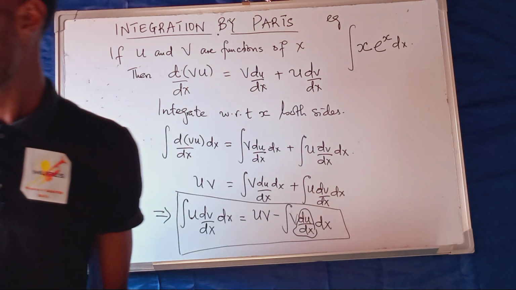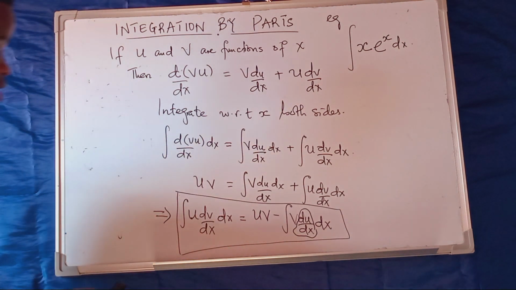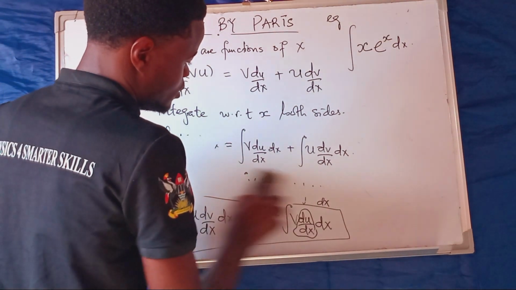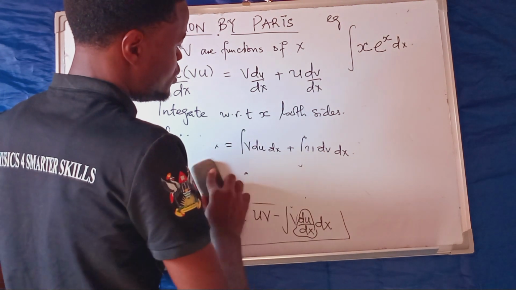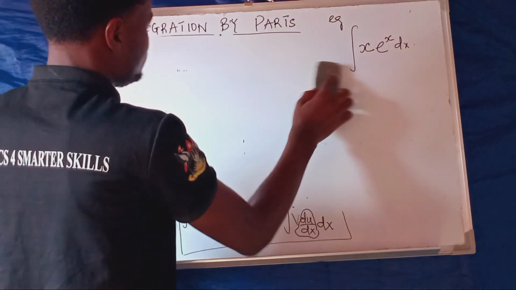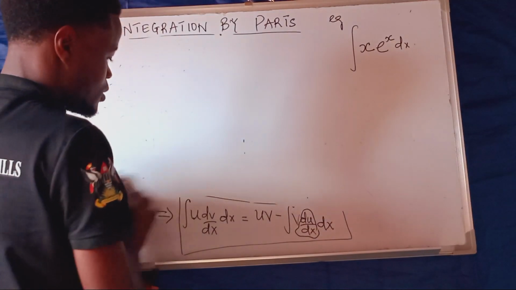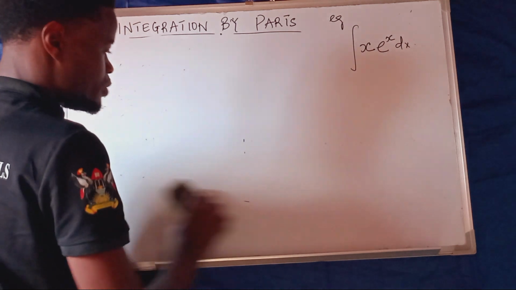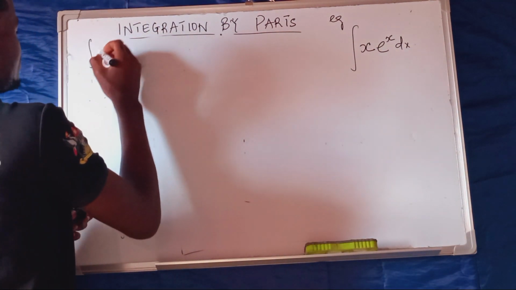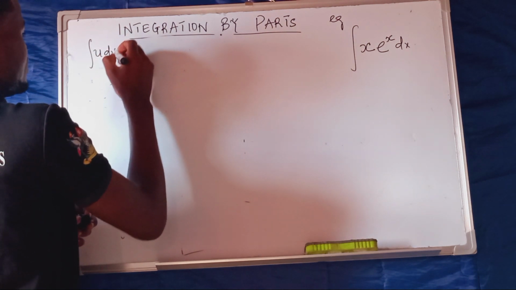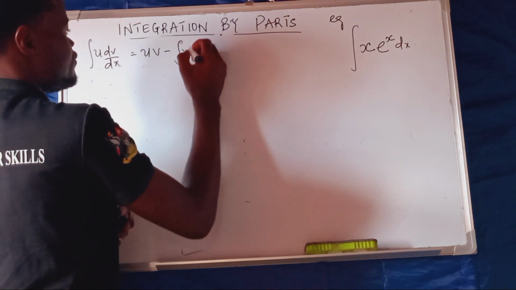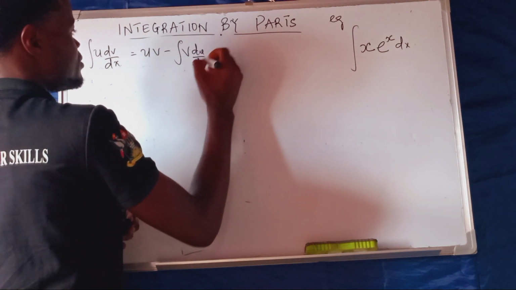So let me get my duster. I'm going to take you through simple steps of how we can solve this. So we need our formula, I can write it here. The integral of u dv by dx is equal to uv minus the integral of v du by dx with respect to x.